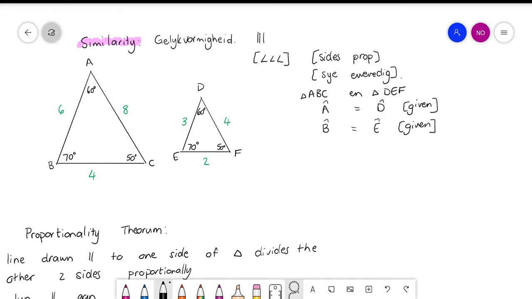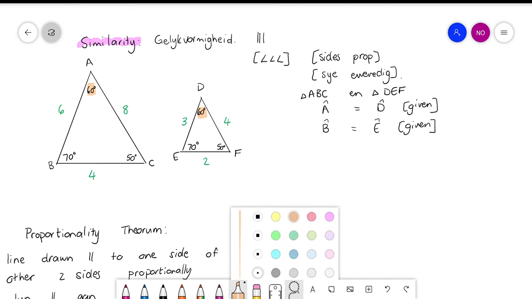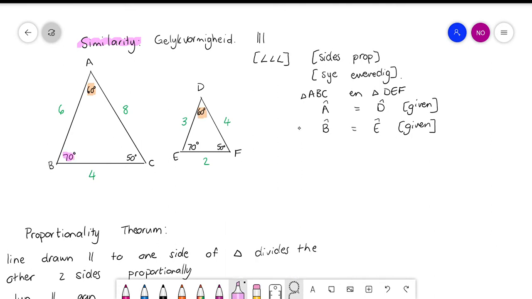Hoekom sê ek dit? Because if this one is 60 and this one is 60, and this one is 70 and this one is 70, then using angles of a triangle, then the remaining angle has to be 50 to add up to 180. So then you don't have to write down the third one. You can just say triangle ABC is similar to triangle DEF, and your reason will be angle, angle, angle.